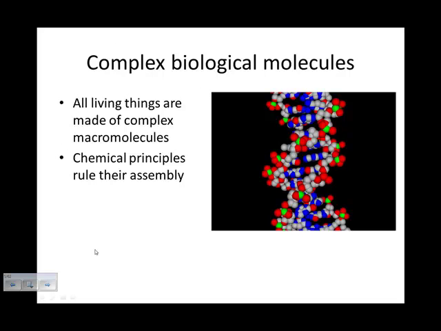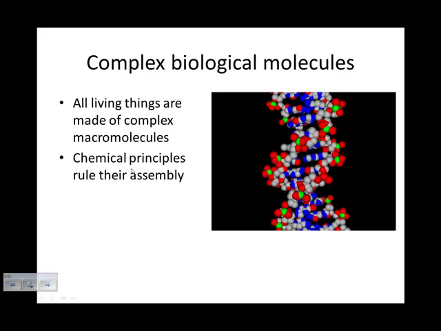So in a little more detail here, complex biological molecules. What molecule is this one? You guys recognize it? DNA. There's lots of models of DNA that you'll see in the class. This one shows DNA atom by atom, right? We can see little blue atoms, those are nitrogen, little gray ones, those are carbon, red ones are oxygen, and lime green, I guess, is phosphorus. Yeah, so we're made out of complex molecules.